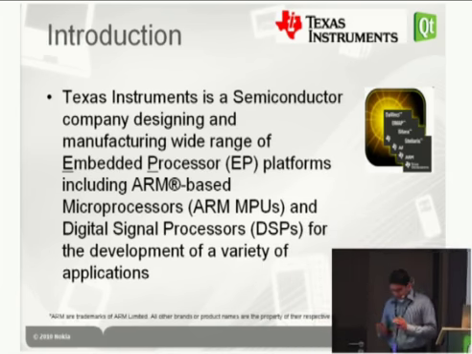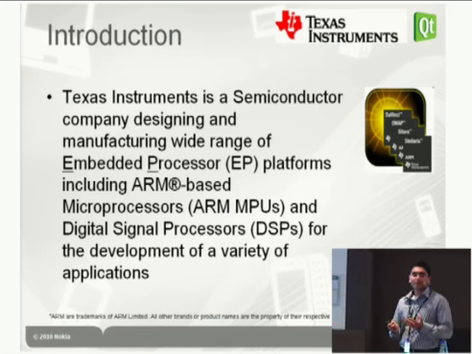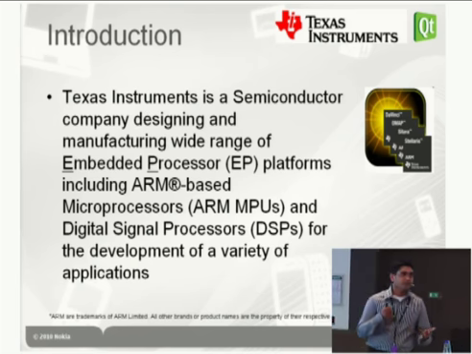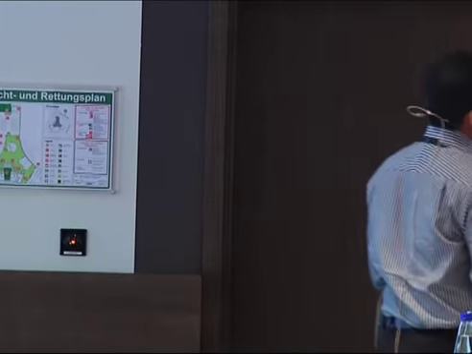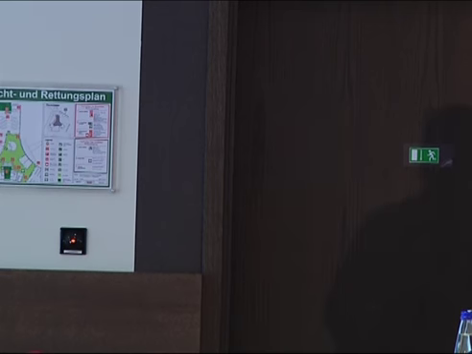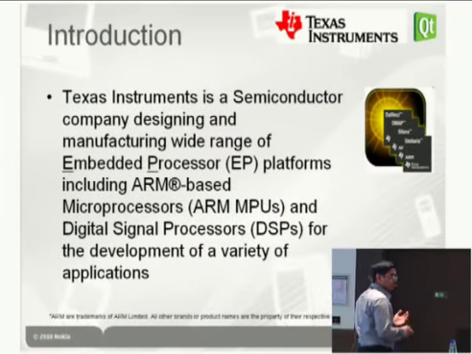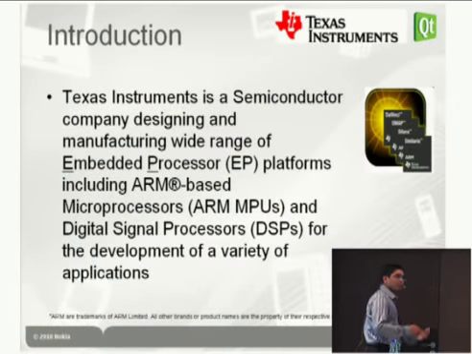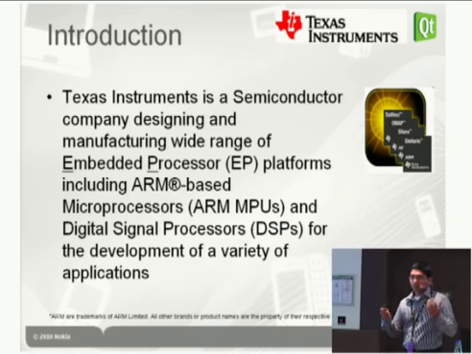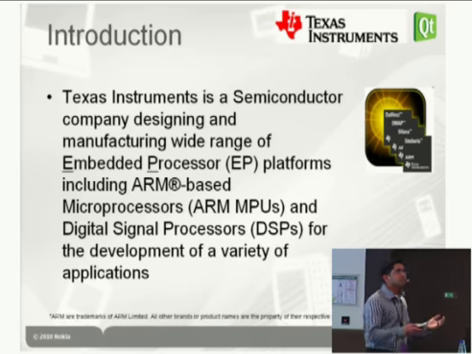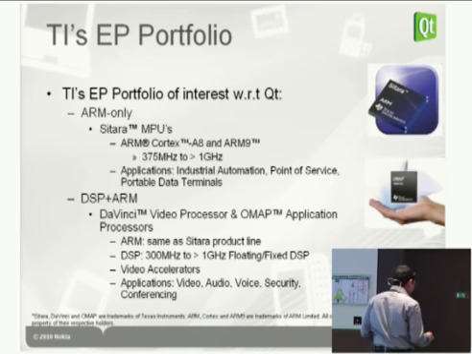Let me tell you first what Texas Instruments does. TI is basically a semiconductor company. We are into designing and manufacturing a wide range of embedded processors, including ARM-based processors and DSPs. We have customers who take our hardware and develop products and applications on top of it. We support a variety of platforms, and Qt is one of them.